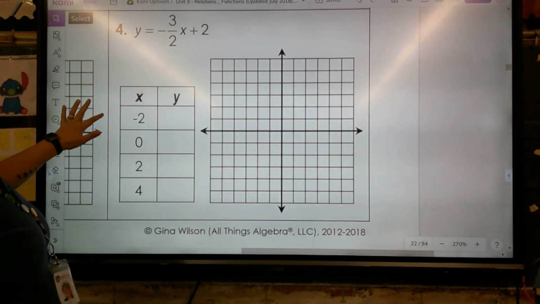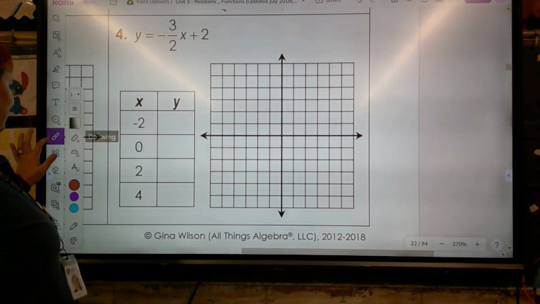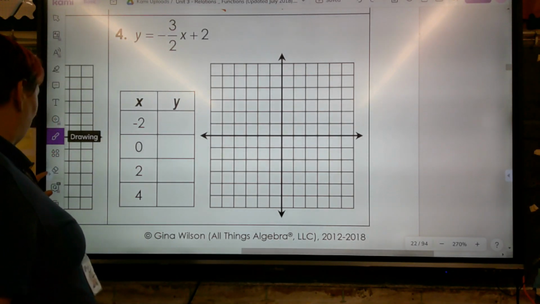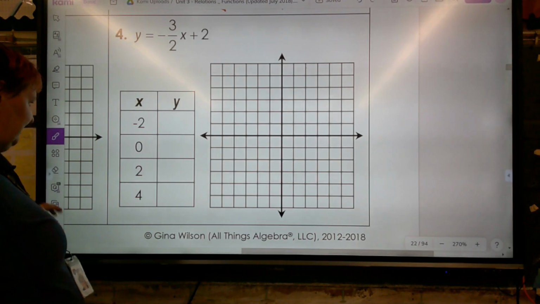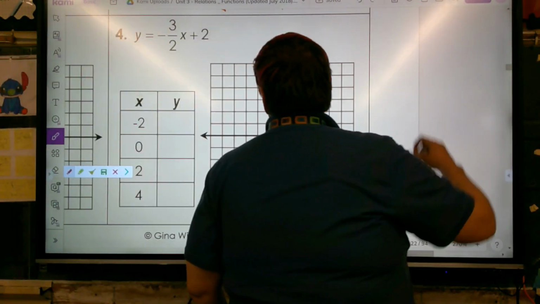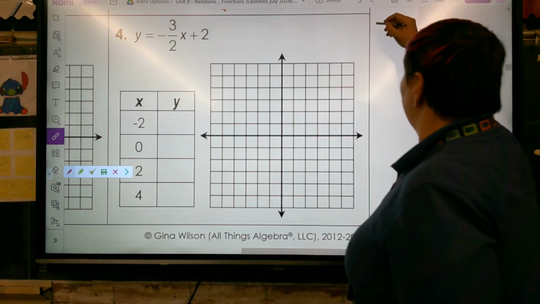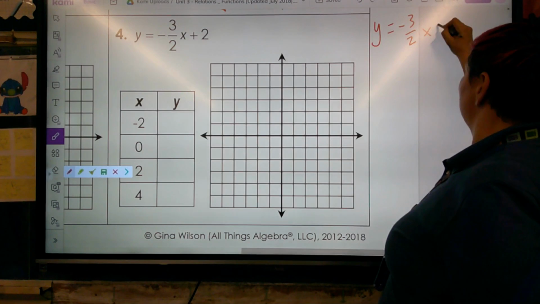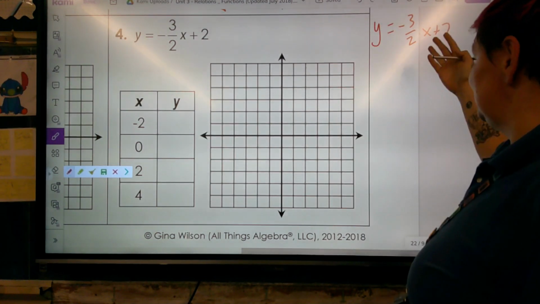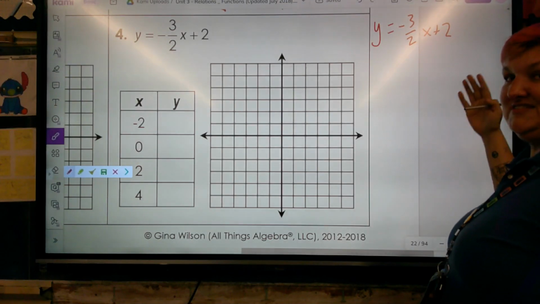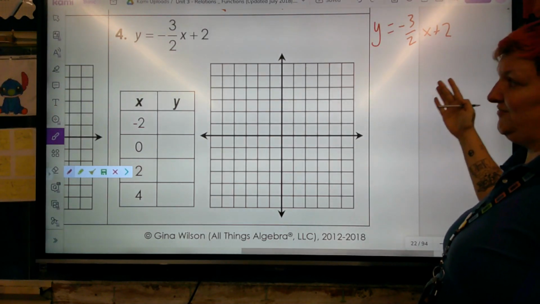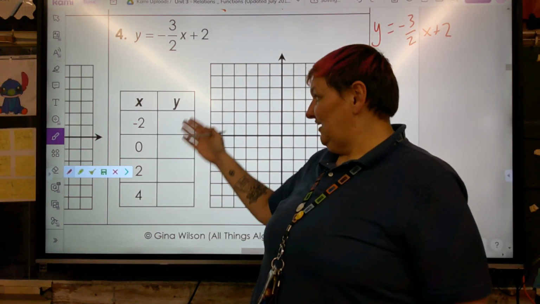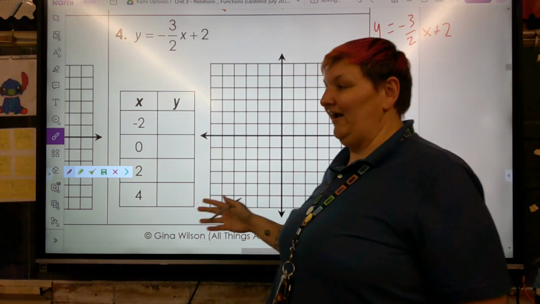Number 4. Another fraction. You're lucky. You don't have to do the ones with fractions. All right, so let's see. Our function is y equals negative 3 over 2x plus 2. We're going to work this same equation 4 times. We're just going to change the value of x, and that'll tell us the new value of y.